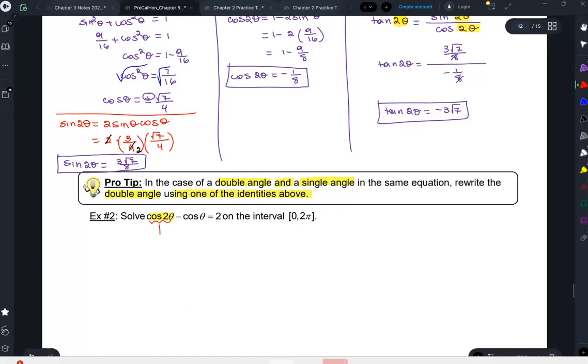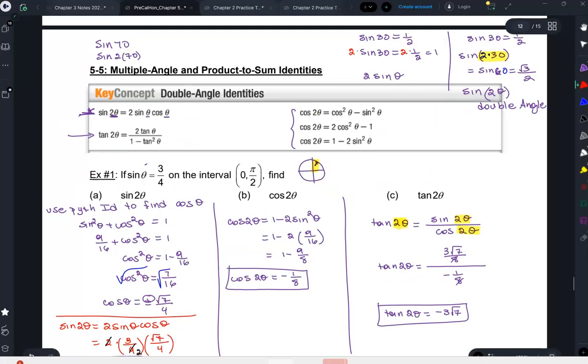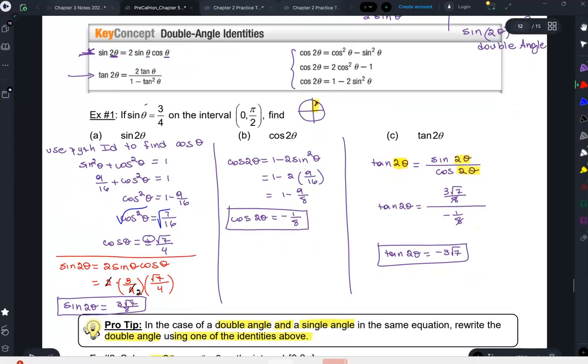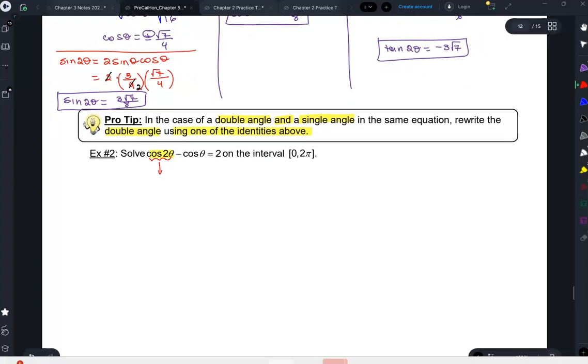For this one, remember cosine, we had 3 options. Which one would you choose? The first, the second, or the third? For this equation, the second, because that is the only one that makes sense. So you have all cosines. So this is going to be 2 cosine squared theta minus 1, and then minus cosine theta is equal to 2.